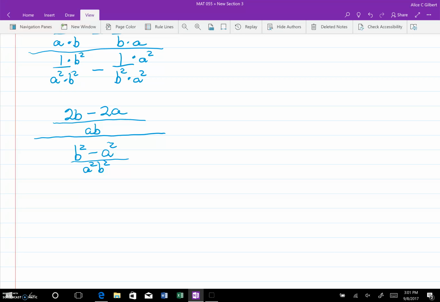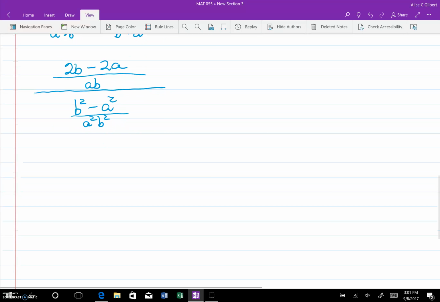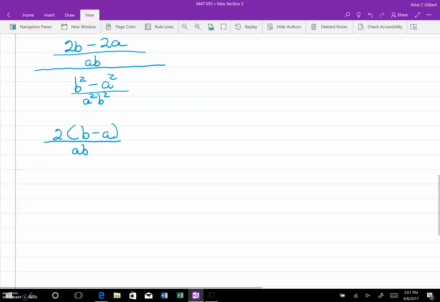Now the next thing I want to do before I do copy.flip is factor everything I can factor. Well, first thing I can factor out is a 2. That leaves me with b minus a. Can't factor anything out of ab. And b squared minus a squared is a difference of squares. So b plus a and b minus a. But I can't factor anything out of a squared b squared.